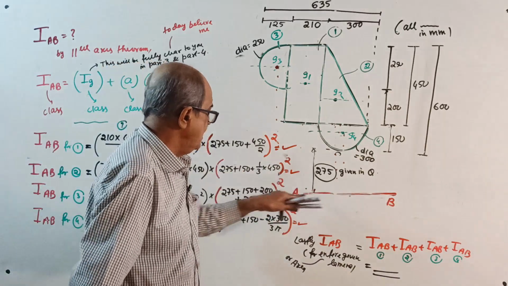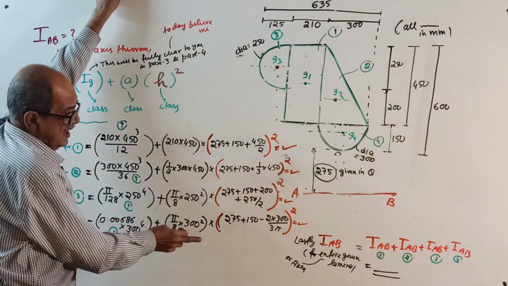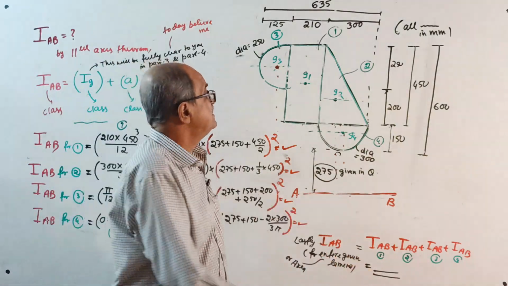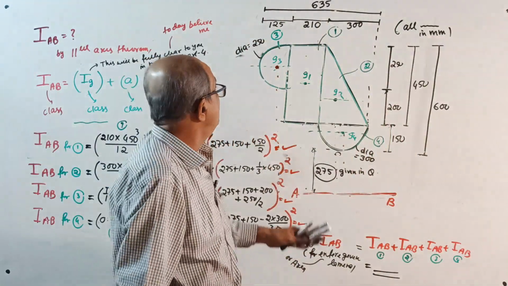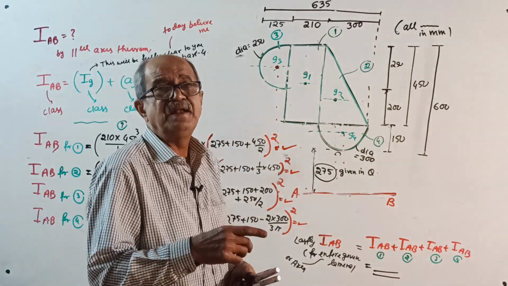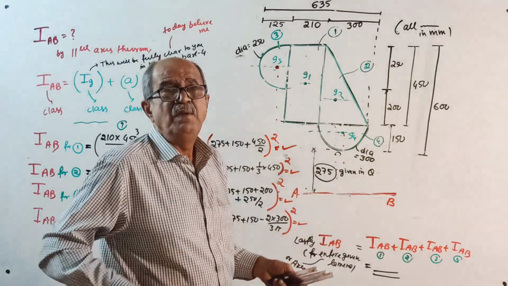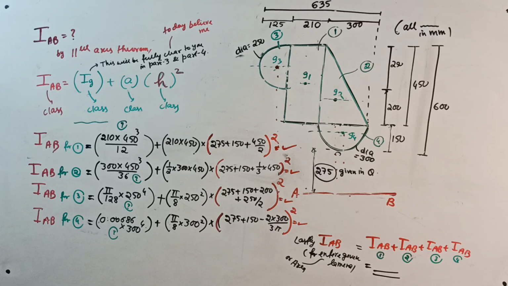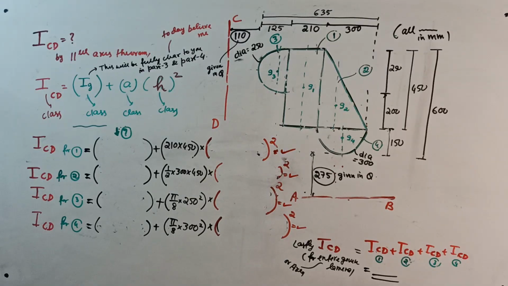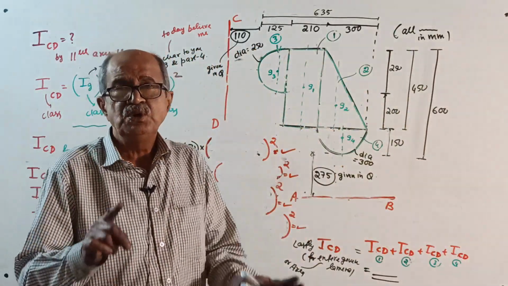Lastly, I about AB equals IAB for 1 plus IAB for 2, IAB for 3, IAB for 4, add all. You get the moment of inertia of the entire given lamina about the AB axis. This completes AB. Now I will write CD and do one thing to save time. I first remove this one and make CD. Now make a note. You write.